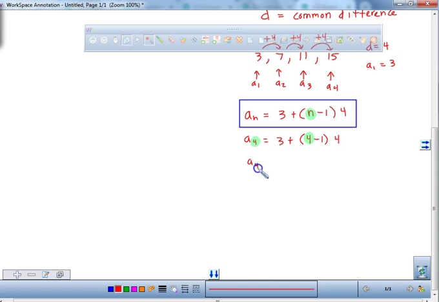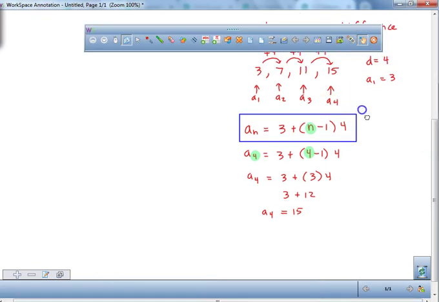So my fourth term is going to be 3 plus 4 minus 1, which is 3, times 4. And we get 3 plus 12, which yields 15. And our fourth term is indeed equal to the number 15. So what does that tell us? That tells us this is the correct formula for this arithmetic sequence.